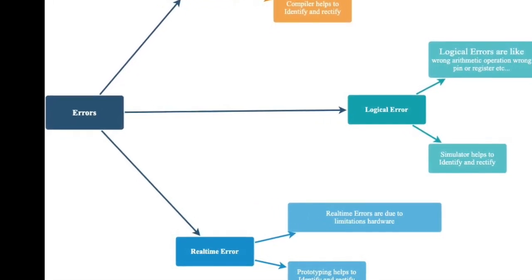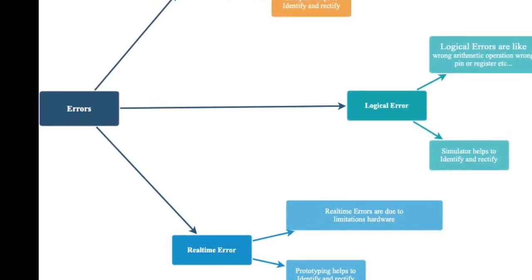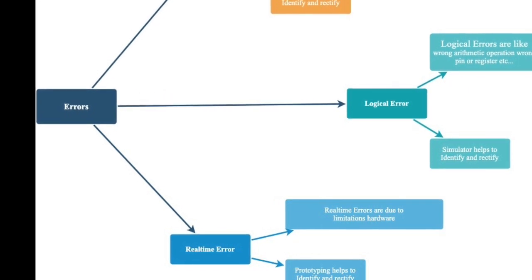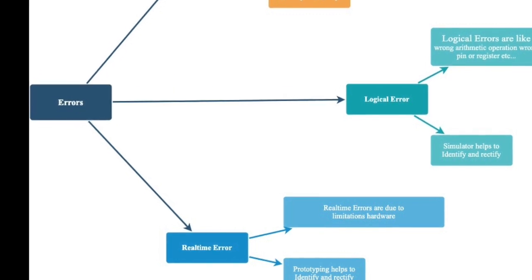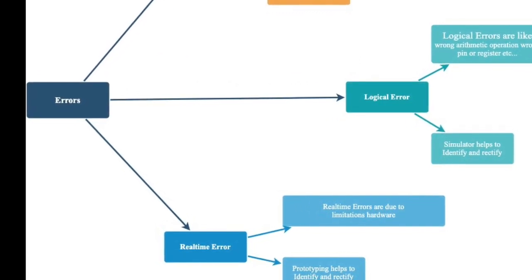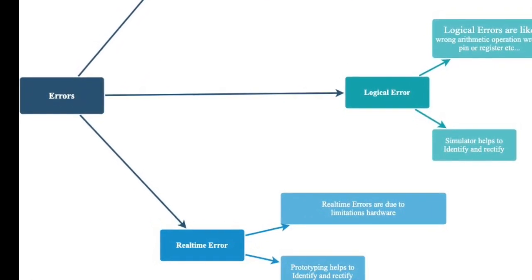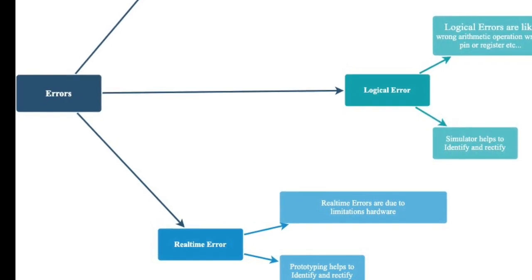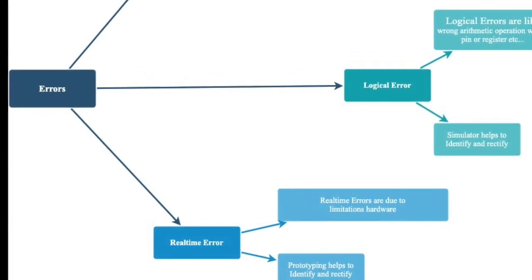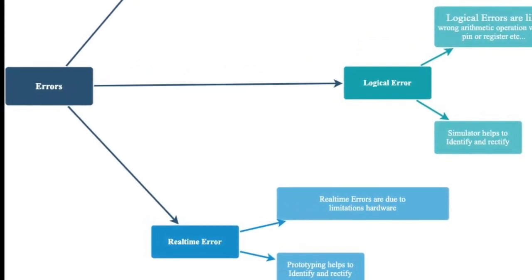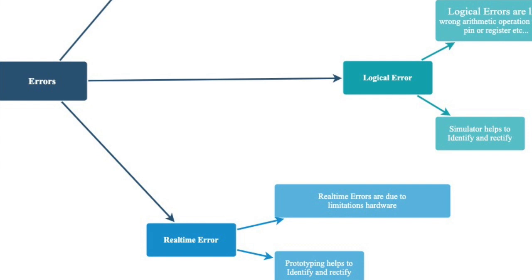Next error is logical error. Logical error is due to wrong arithmetic operation or using wrong pin number or register. For example, instead of doing an addition of two numbers, by mistake typing multiplication of two numbers, this will result in a wrong value. It cannot be identified by the compiler, but only by testing the code or debugging the code, we can identify that.